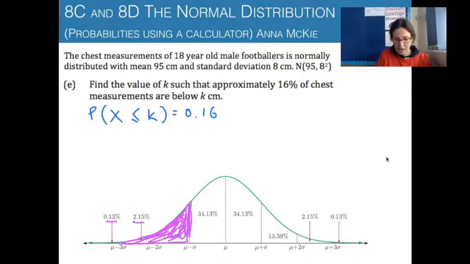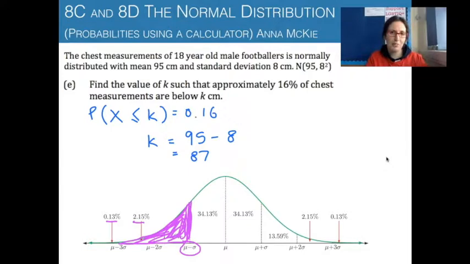Now, what's the bound for that? That's the standard deviation 1 to the left of the mean. So if we write that out, K is equal to the mean number, 95, and 1 standard deviation to the left of that. A standard deviation is 8. We're left with 87. So 87 centimetres is the number of which there'll be 16% of measurements below that.